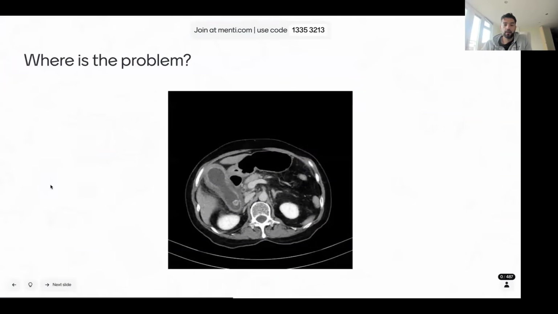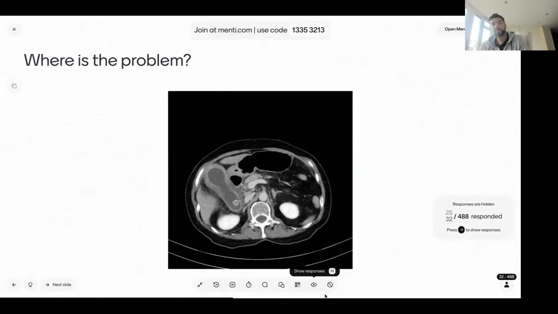So you should be able to see this on your screens as well. And this type of question allows you to put a pointer on where you think the problem is. Okay. I'm going to hide your responses so everyone can look in different areas. So don't worry, I will go through what this is showing very shortly. Okay. But this is what a CT scan looks like.